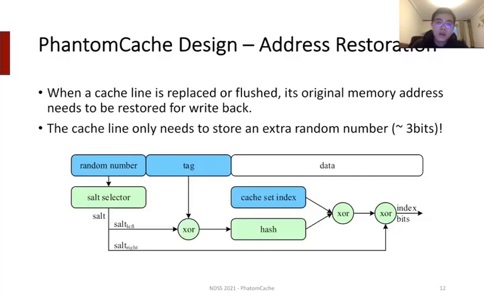Here comes the last part of the PhantomCache design. We all know that when a cache line is replaced or flushed, we need to write it back to the main memory. So we need to restore its original memory address. Thanks to the design of our mapping function, we only need to store an extra random number in the cache line, which is about 3 bits. With this random number, we can select a sort from all the R sorts and use it to restore the original memory address through our mapping function.